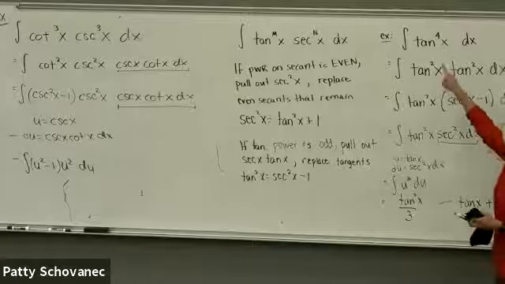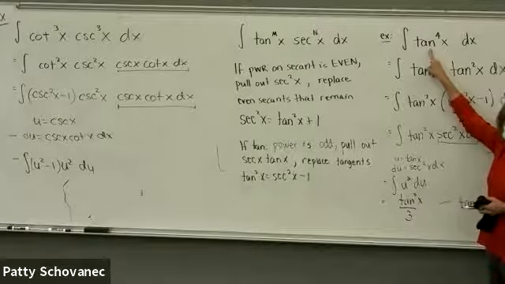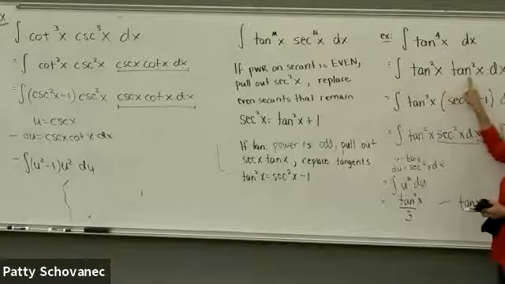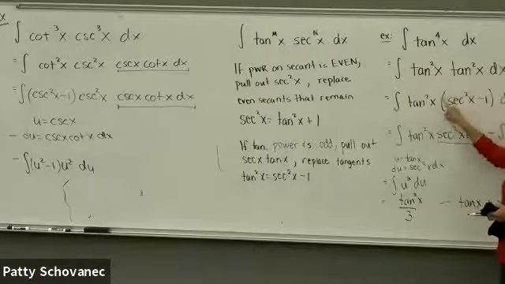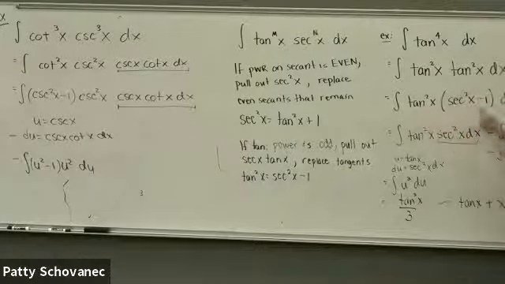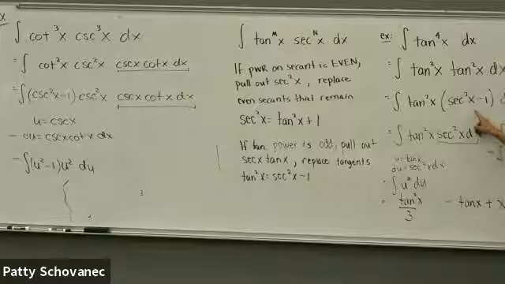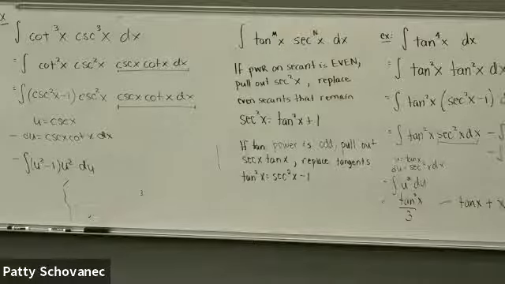So how do you think you'd integrate a cotangent to the 4th? Well, you write it as cotangent squared times cotangent squared. And then you leave one cotangent squared and replace the other cotangent squared with cosecant squared minus 1. Right? Everything is identical. Same game plan. Okay, that was the integrating trig functions part of this section.